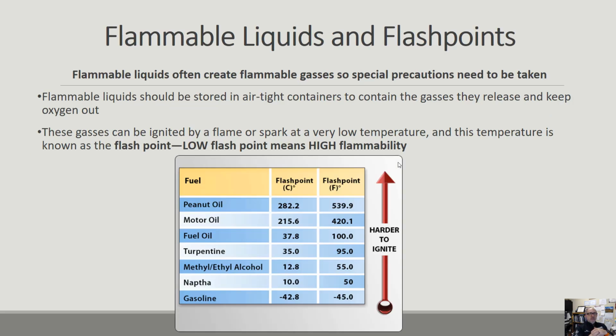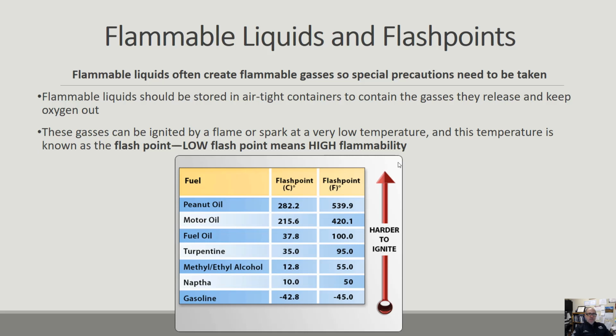So flammable liquids and flashpoints. Flammable liquids often create flammable gases, so special precautions need to be taken. Flammable liquids should be stored in airtight containers to contain the gases they release and keep oxygen out. With flammable liquids, the really dangerous part about them isn't the liquid itself, it's the vapor they produce. A lot of times this vapor is heavier than air, so it will collect on the ground and is much easier to ignite than the actual liquid is.